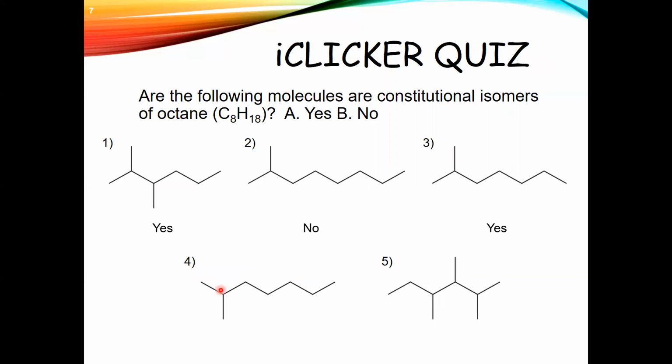Number 4, we have 8 carbons and 18 hydrogens. So yes, another isomer. Here we have 1, 2, 3, 4, 5, 6, 7, 8, 9 carbons. That's a no, not an isomer. So for a structural isomer, you have to have the same number of all the atoms, but then the position of all of them is mixed up so that it's a different molecule. All right, so that's our constitutional isomers.